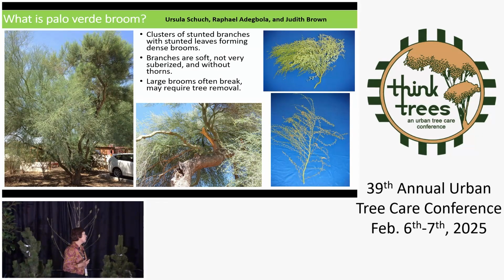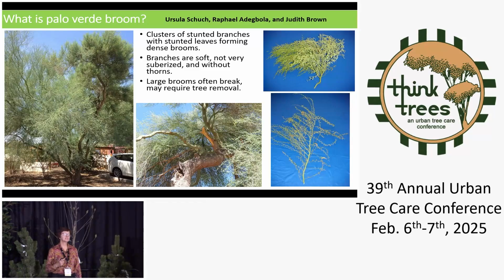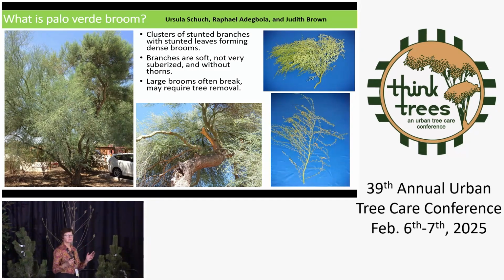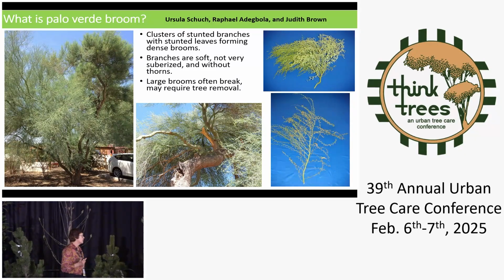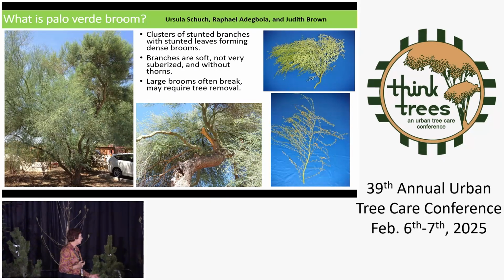Well, a Palo Verde broom is something that has been noticed already for probably over 50 years in the lower desert in Arizona. Those plants have clusters of stunted branches. It almost looks like a little shrub in the tree. You can see that on that large tree. And the branches, they are soft. They are not very stiff. They have small leaves. They usually don't have thorns. And a lot of insects like to live in there. They often also require removal of the branch because they can often break during the monsoon.